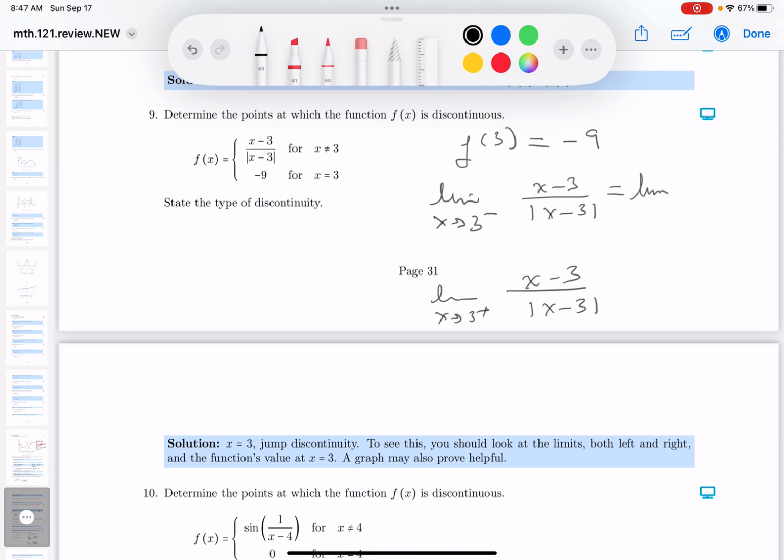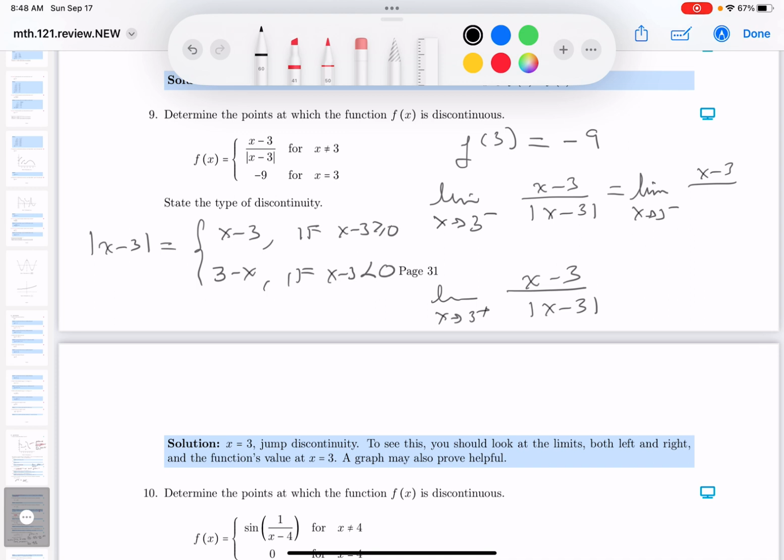Limit as x goes to 3 from the left. Well, the top is always x minus 3. I want to go through this with you. The absolute value of x minus 3 is going to equal x minus 3 if x minus 3 is greater than or equal to 0, and it would equal 3 minus x if x minus 3 is less than 0.